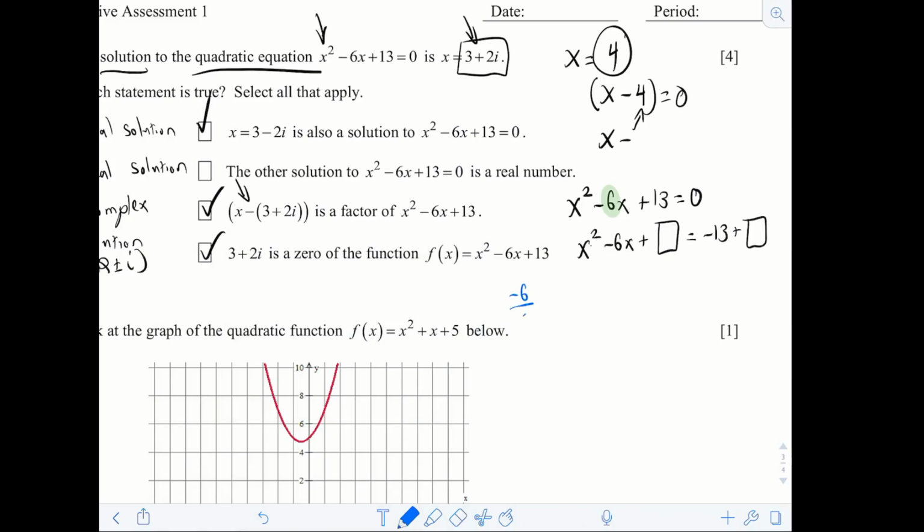I take the negative 6 divided by 2 and then square it, which gives me 9. So if I put 9 on one side, I put 9 on the other. I end up getting x minus 3 squared is equal to negative 4. Square root both sides, and I get x minus 3 is equal to plus or minus 2i, because of the negative underneath the radical, and the square root of 4 is just 2. Then I add 3 to both sides, so I end up getting x is equal to 3 plus or minus 2i, confirming that one of my results is the plus version and the other is the minus version.